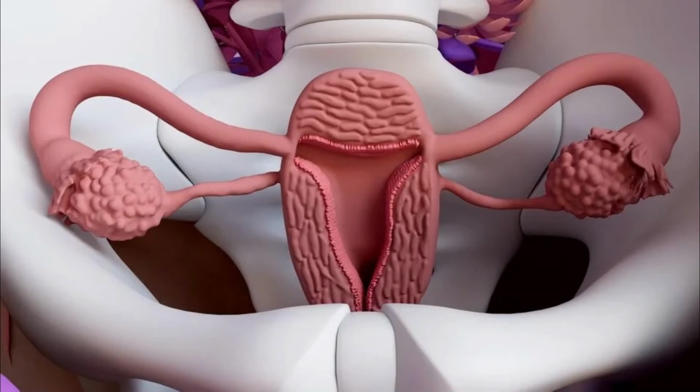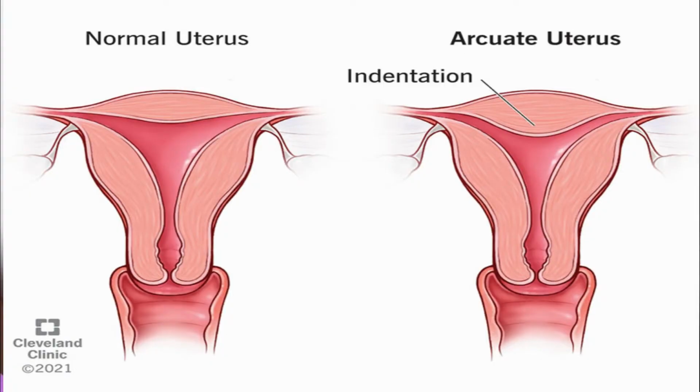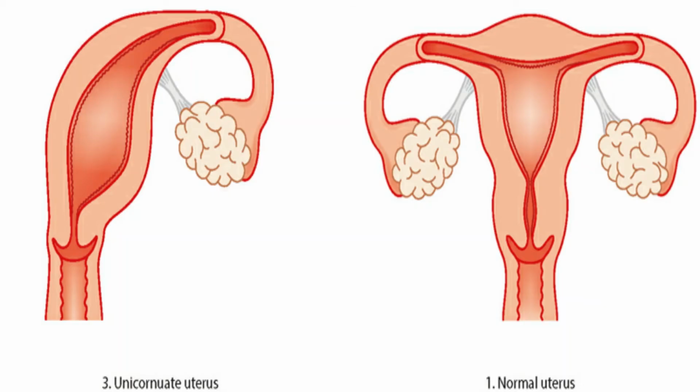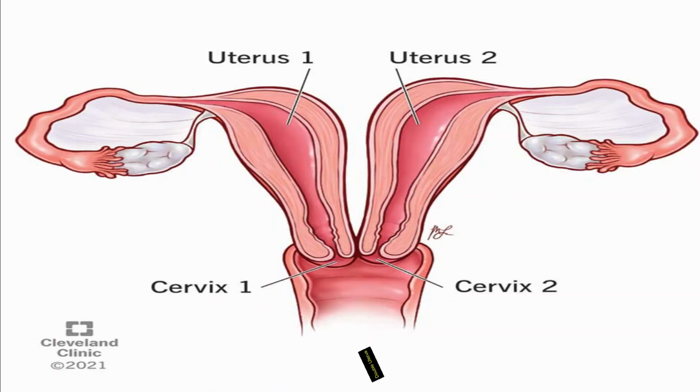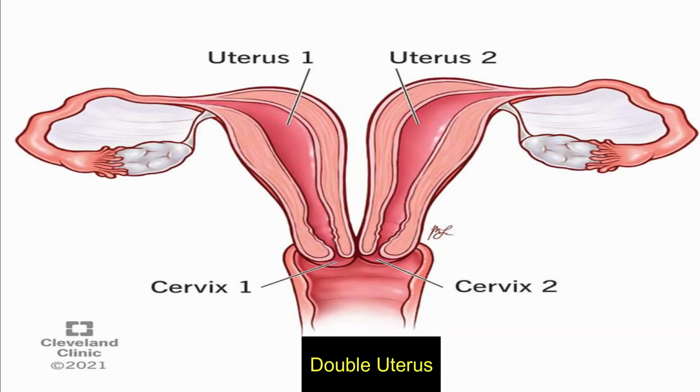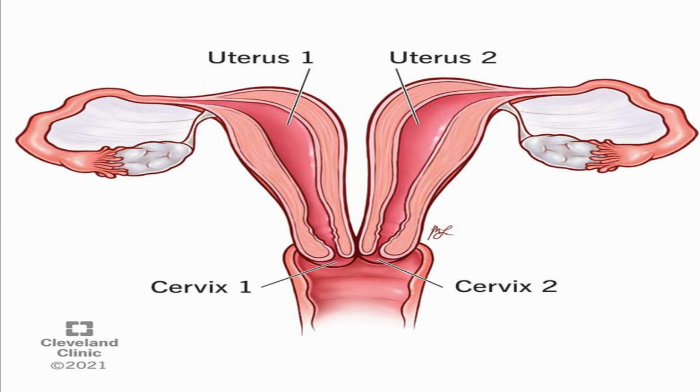Another one is the arcuate uterus. So with this, you have a normal external uterine surface with like a 1 centimeter or less indentation into the endometrial cavity. Another one is the unicornuate uterus. So only one half of the uterus developed. And the last one is the didelphys uterus, where you have two halves of the uterus remain separate, so they did not fuse.